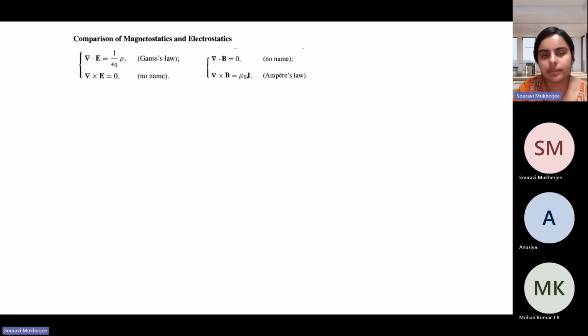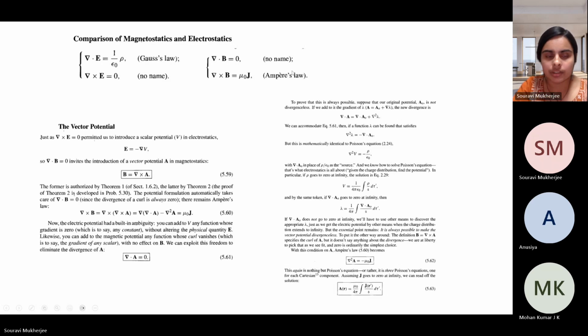Now, if you have to compare between magnetostatics and electrostatics, this is the comparison. Just like from Gauss's law, you can see that the divergence of E is given as rho by epsilon naught, while curl of E is 0. Here you have divergence of B equal to 0 because no magnetic monopoles exist, and curl of B is equal to mu naught J. This is from Ampere's law.